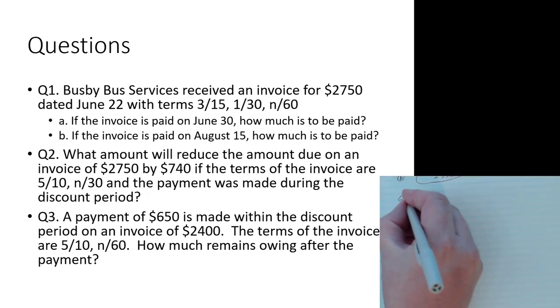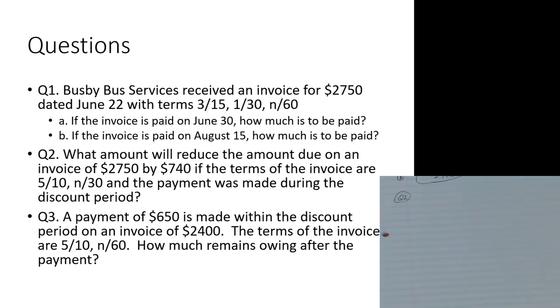Question number two. Question number two is a lovely one because it deals with partial payments. What I said was important, but can be a little tricky. So what amount will reduce the amount due on an invoice of $2,750 by $740? Okay, so those little prepositions are extremely important to us. So we know we have an invoice of $2,750. We want to reduce that invoice amount by $740.